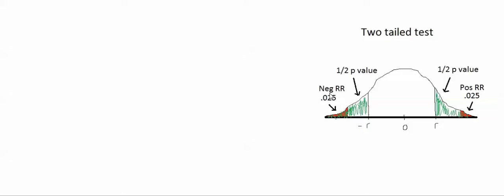If your sample correlation coefficient lands in the negative rejection region, you reject the null hypothesis of no correlation, and you conclude that there appears to be a negative correlation in the population. If your outcome, meaning your sample correlation coefficient, lands in the positive rejection region, you reject the null hypothesis of no correlation, and you conclude that there appears to be a positive correlation in the population.